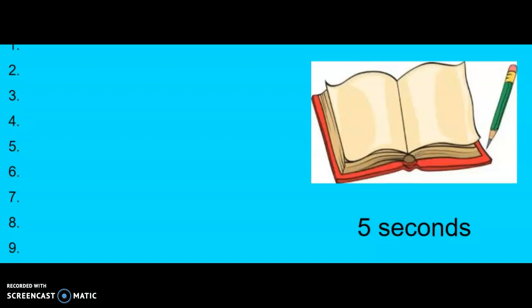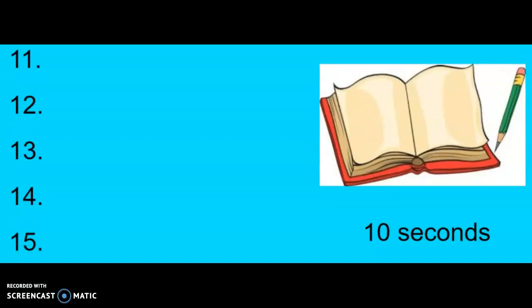And number 10. 5 multiplied by 4 is equal to 2 multiplied by what? 5 multiplied by 4 is equal to 2 multiplied by what? Okay, and pencils down. Moving on to question 11.